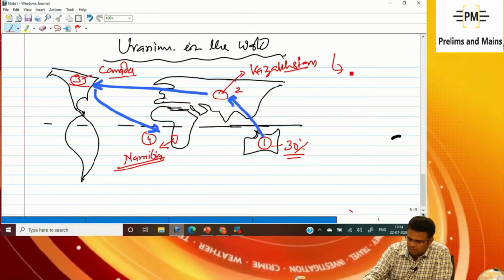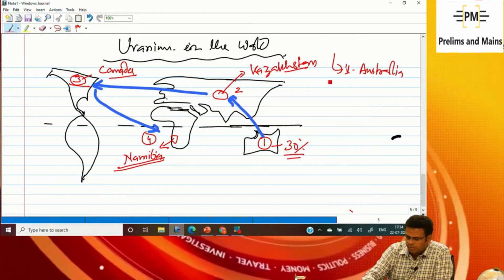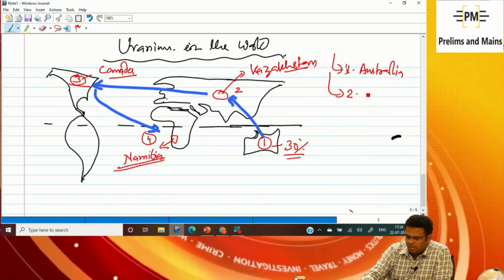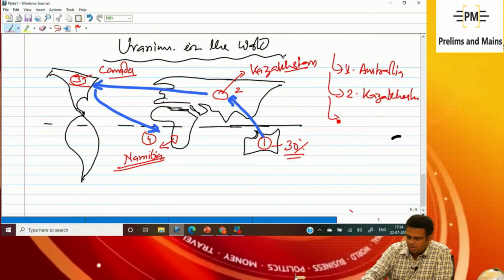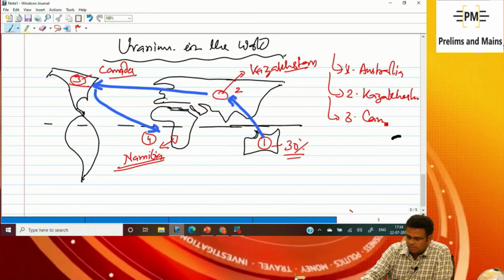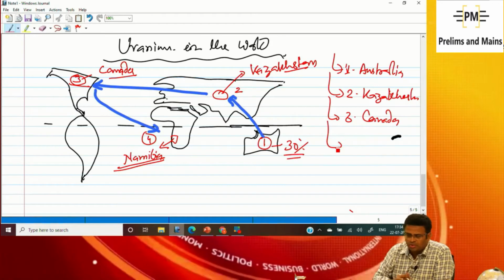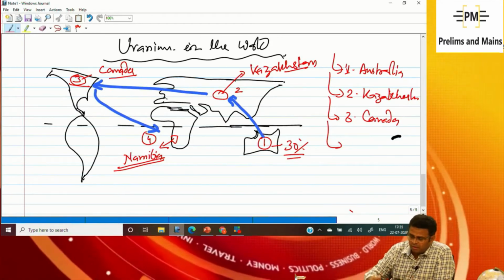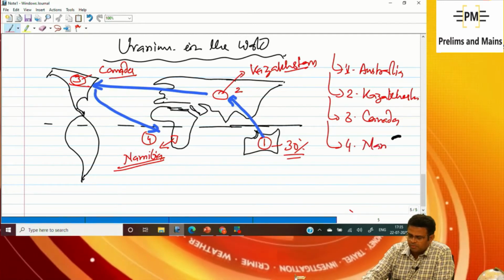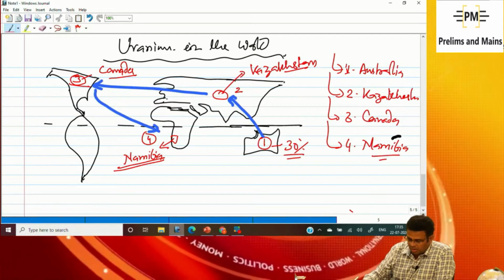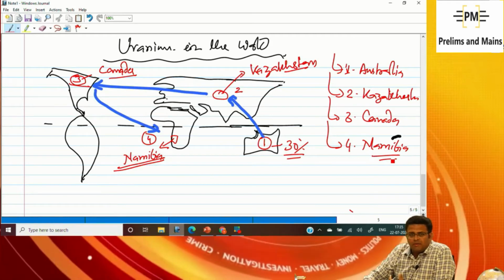So the first one is Australia, 30% of the reserve. Then we can see Kazakhstan, the third one is Canada, giving a pictographic memory and a flow chart kind of understanding. So always you should try to do that, you should never forget Canada. And the fourth one you can see is Namibia.